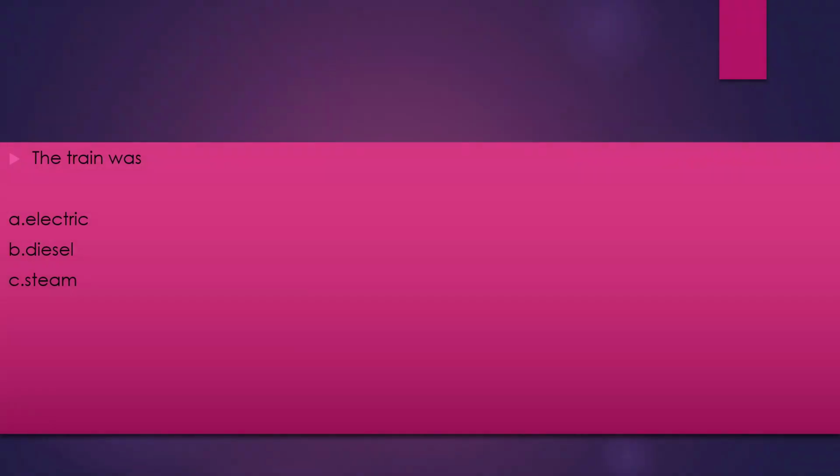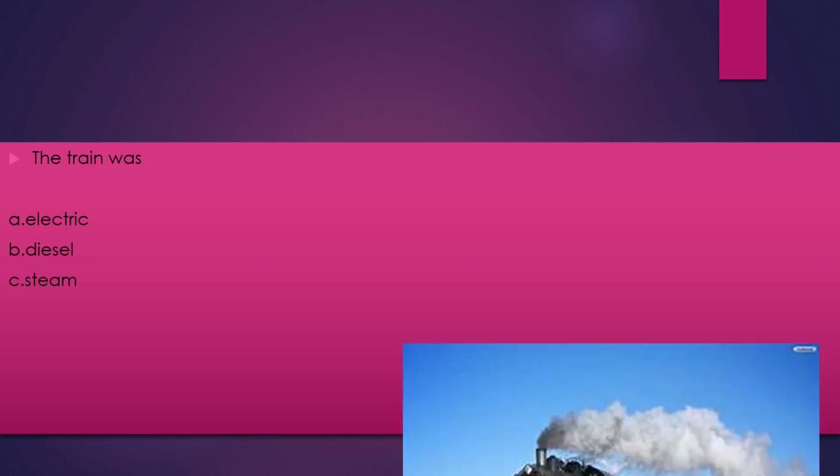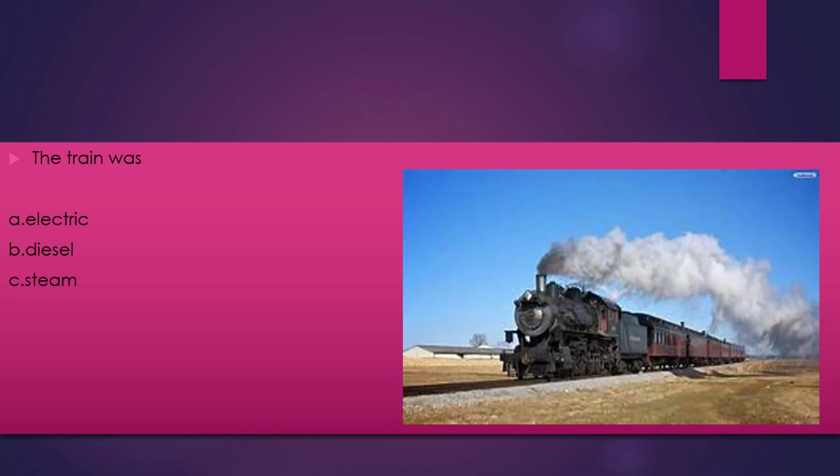The next is, the train was electric, diesel, or steam. The correct option is, the train was steam. We come to know that it was steaming into the station. So, from the description, we come to know that it was neither electric nor diesel, but it was a steam train.